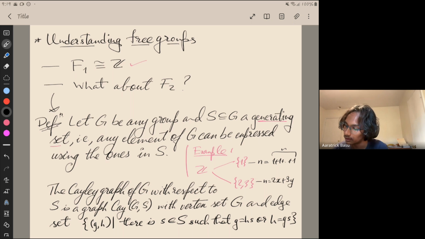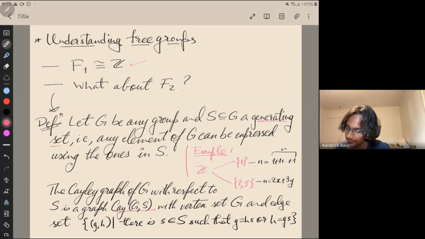We go back to the definition now. So now suppose again we have a group and you have fixed some generating set S inside it. The Cayley graph of the group G with respect to the generating set S is a graph which we denote as K(G, S). K(G, S) is a graph with vertex set given by the elements of your group and edge set given by things of this form.